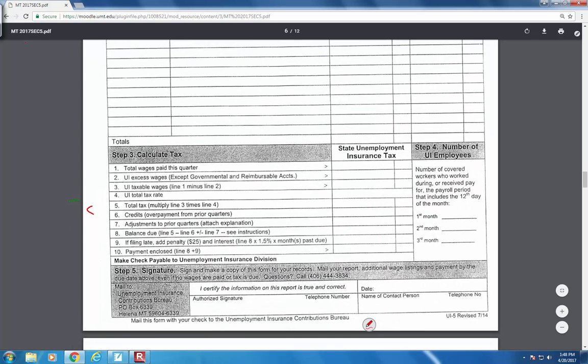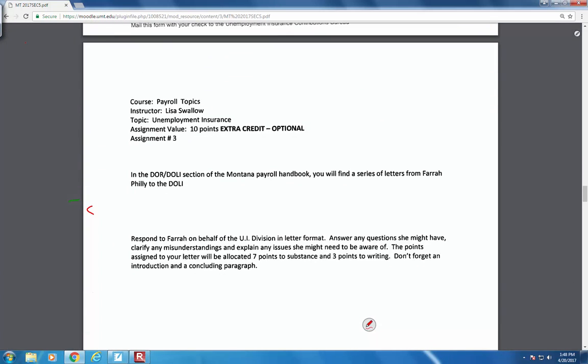Assignment number 3. This is going to be based on the lecture that I'm going to sit here right now and take. It says, in the Department of Revenue departmental DOLI section, which is section number 3 that we've just been looking at, you'll find a series of letters from FARA Philly to the DOLI, and I'll show you those in just a second. What I want you to do is respond to FARA on behalf of the UI division. In other words, you're an employee for unemployment insurance. FARA is writing you some letters. You're only going to pick one of them.